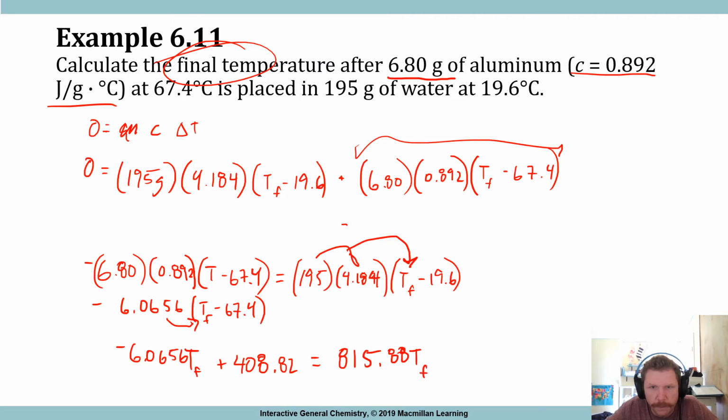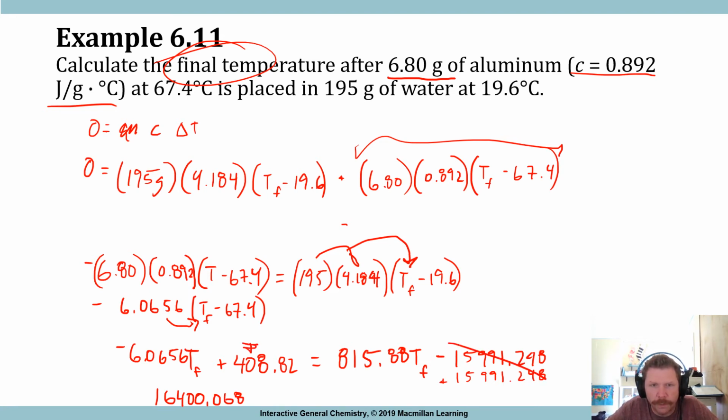minus, and so this is 815.88 times 19.6, minus 15,991.248. Okay, so now what I will do is add this 15,991.248 plus 408.82 equals, I've got 16,400.068. So I got this off this side. I combined it with this 408.